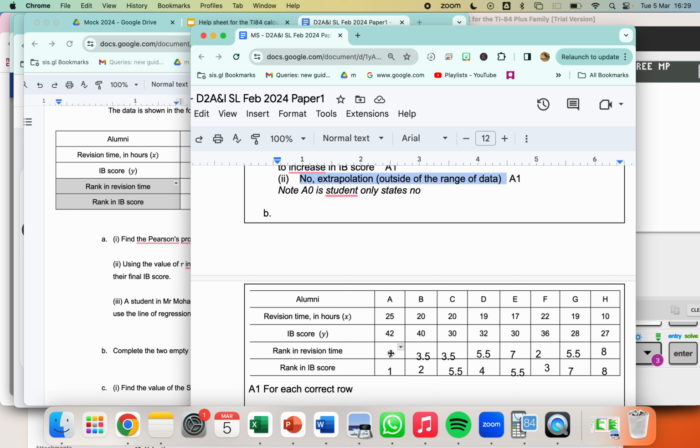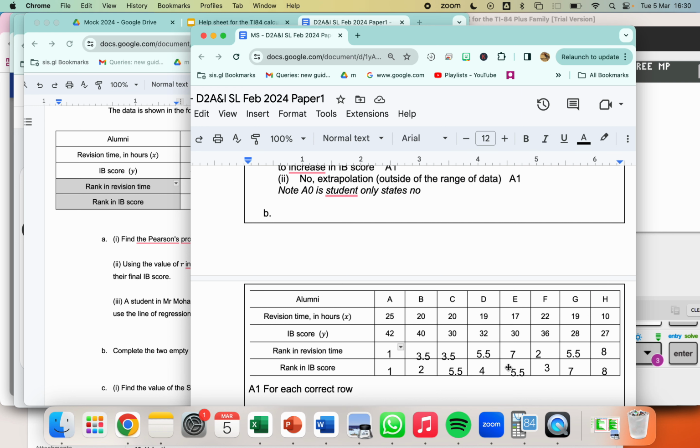1. Why is that 1? Well, 25 is the biggest. 2. 22 is the second biggest. Then we have 20 is the next biggest, but we have 2 numbers which are 20. So the next ranks we would have available are rank 3 and 4. So we go halfway in between 3 and 4 and we write down 3.5, 3.5.